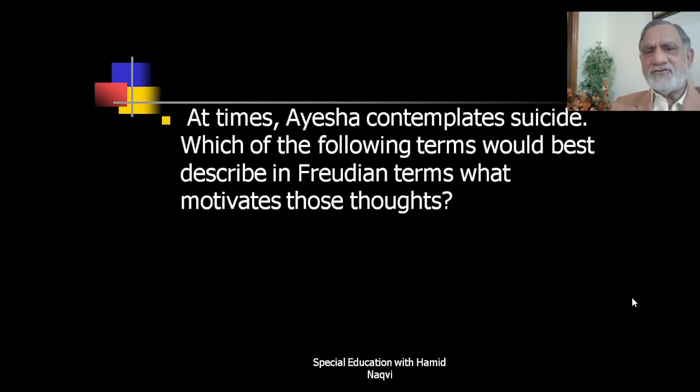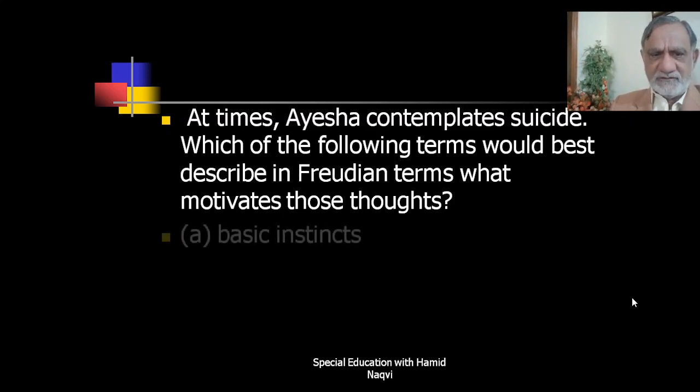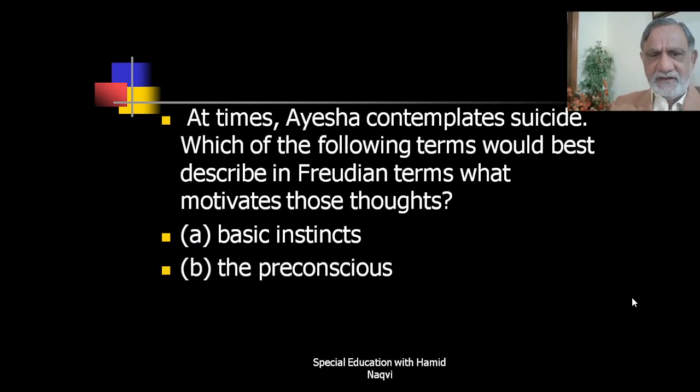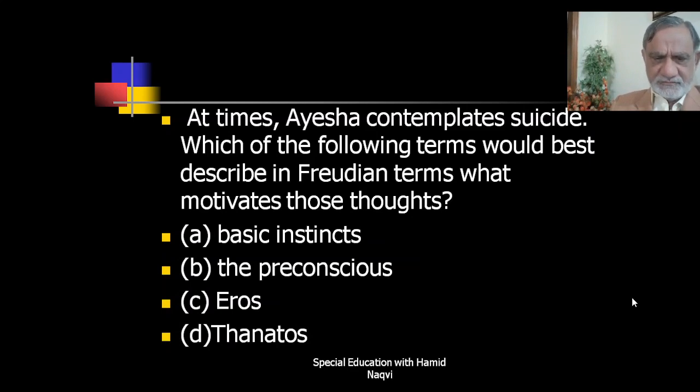At times, Aisha contemplates suicide. Which of the following terms would best describe in Freudian terms what motivates these thoughts? Basic instincts, the preconscious, the eros, or the thanatos? The correct one is the last one.